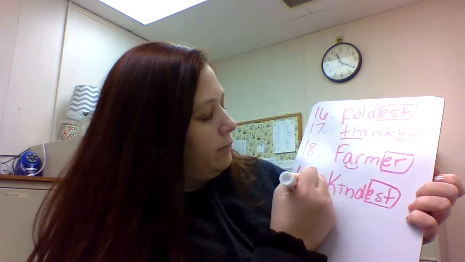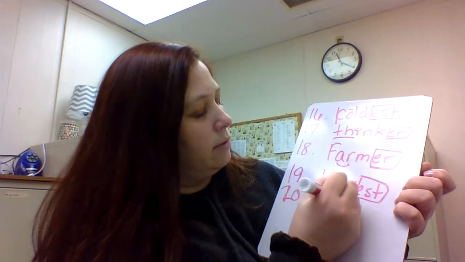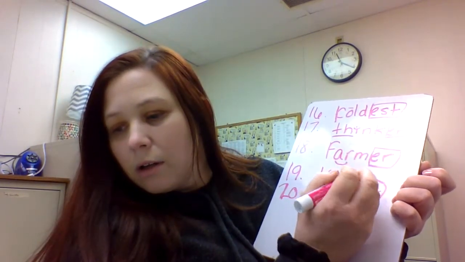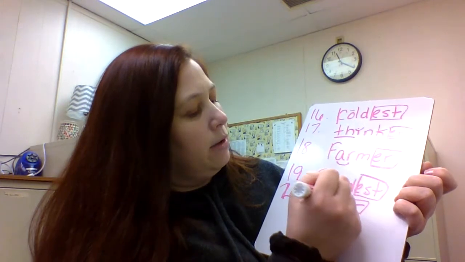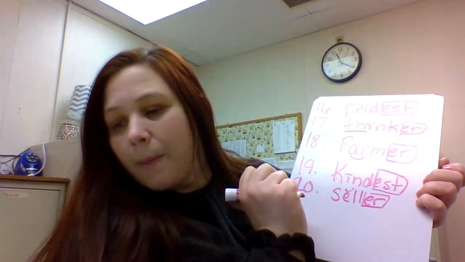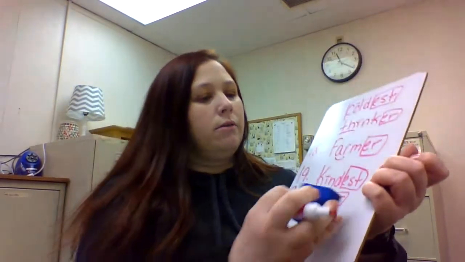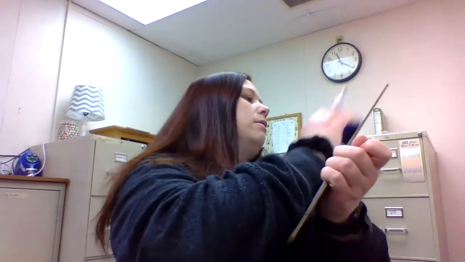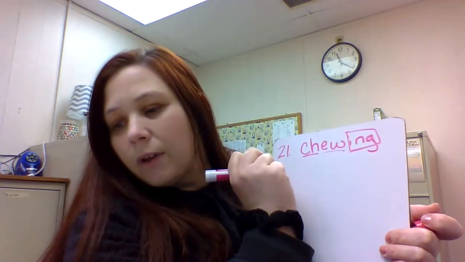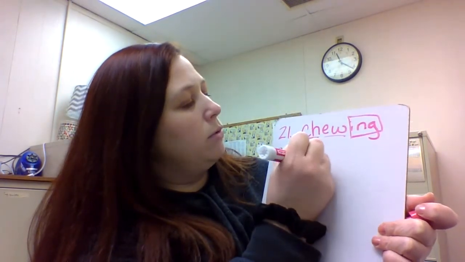Number 20, we have seller. And we're going to box off our ER and a breve on our E. All right, make sure you draw a line to the picture that matches on this one, and we're going to move on. Number 21, chewing. So we're going to box off our ing suffix, and we have our EW digraph and our CH digraph that get underlined.